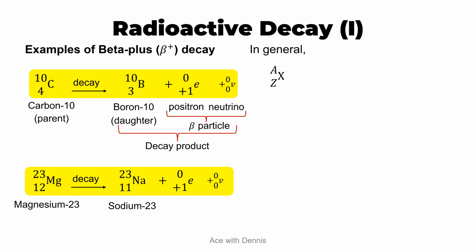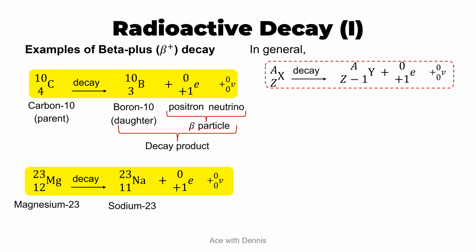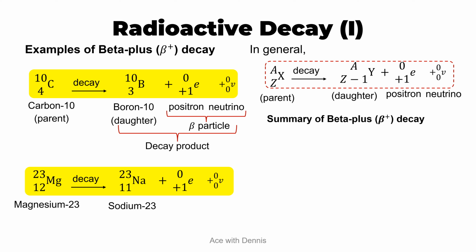In general, here is the chemical equation of beta plus decay. A parent nucleus decays and produces a daughter nucleus, a positron, and a neutrino. The summary of beta plus decay is a proton is transformed into a neutron.